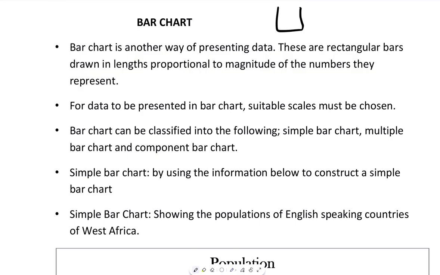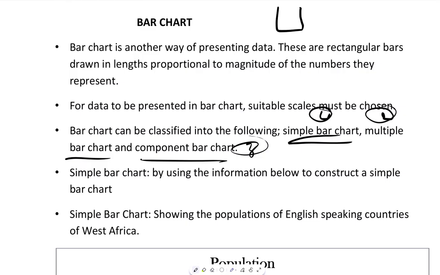All right. So another thing is, bar charts can be classified into 3 parts. The number one is the simple bar chart. The number 2 is the multiple bar chart, and the number 3 is the component bar chart. So those are the 3 types of bar charts that we have. The first one is the simple bar chart, the second is the multiple bar chart, and the third is the component bar chart.